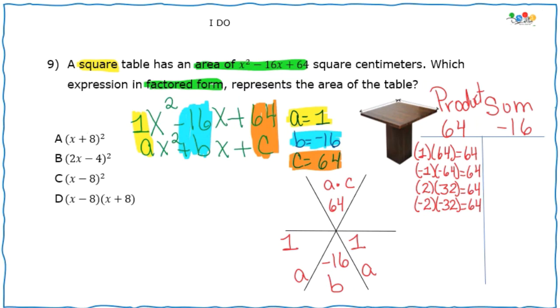How about 4? So 4 times 16 gives you 64, right? But also negative 4 times negative 16 gives you 64. Sorry, positive 64, right? Okay, how about 5?